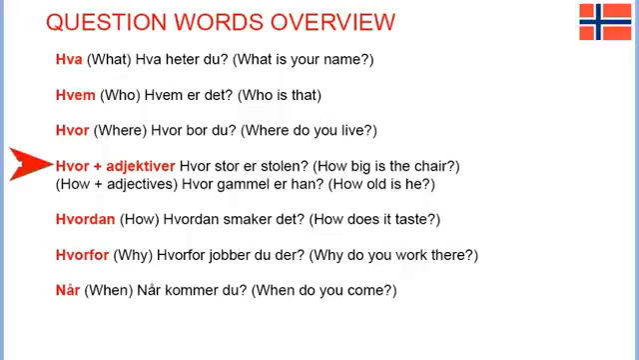You can add for this, but just remember here we use hvor and not hva or hvordan, which would be the Norwegian how. But alone, without an adjective, for how you use hvordan. Hvordan smaker det? For why we use hvorfor. Hvorfor jobber du der? And last we'll mention here, it's når. Når kommer du?